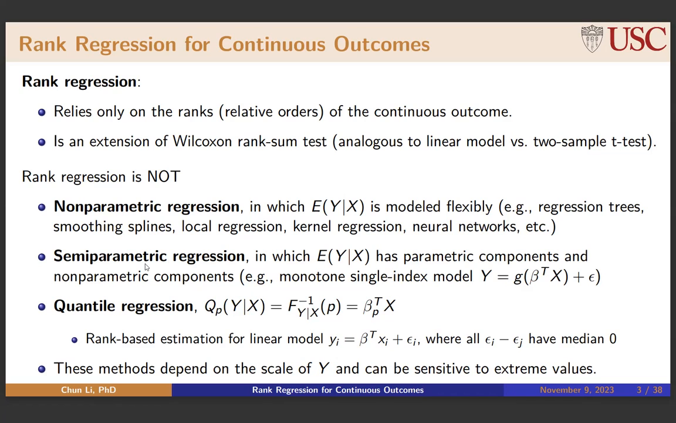In semiparametric regression, the right-hand side is also flexible, but with a clear structure. There's a parametric portion and a nonparametric portion, as in the monotonic single index model. And quantile regression focuses on the quantile of the outcome, but it directly links the quantile to a linear combination of the predictors. So the scale is also relevant. All these methods depend on the scale of the outcome, and what we want to do is really a scale-independent approach.